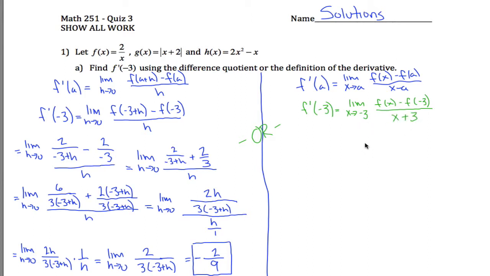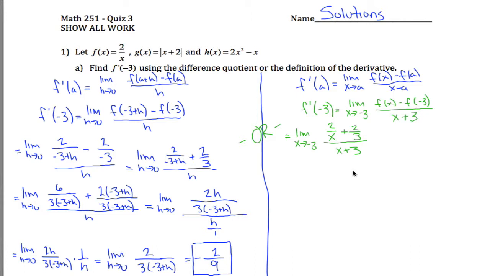divided by x minus negative 3, in other words, x plus 3. All right, and then this is the limit as x approaches negative 3 of f of x, which is this 2 over x thing that I was talking about. F of negative 3 would be 2 divided by negative 3. So I'd have minus 2 divided by negative 3. In other words, plus 2 over positive 3.